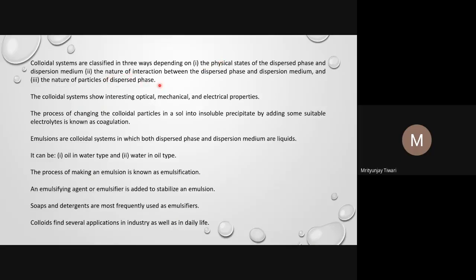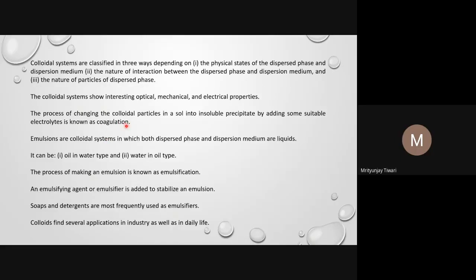Then the nature of interaction between the dispersed phase and dispersion medium, based on which we have seen two different types of colloids, lyophilic and lyophobic. And then the nature of particles of the dispersed phase and dispersion medium, where we have seen three different types of colloids. The colloidal system shows interesting optical, mechanical, and electrical properties. These properties we have seen in the last two classes.